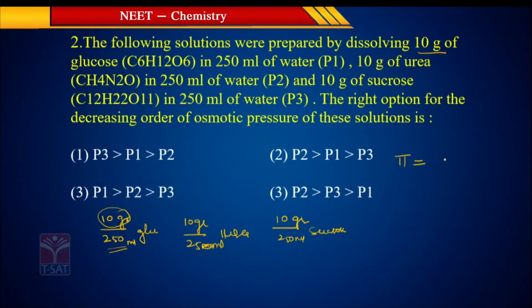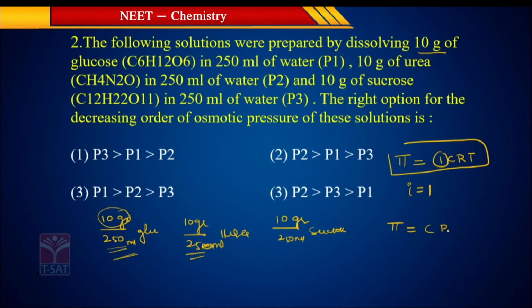Pi equals iCRT. This is a formula, where i is the Van 't Hoff factor. These are non-electrolytes, they cannot be ionized into ions, so their i value is equal to 1. So pi is mainly CRT. R is a constant, T is also constant, so pi is mainly dependent on C, which is nothing but n by V.